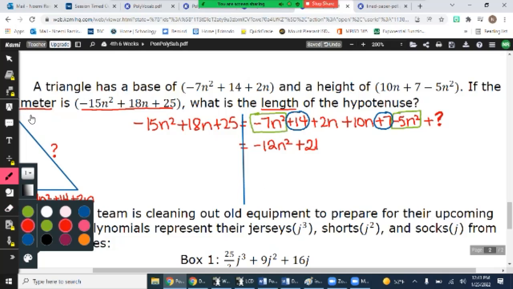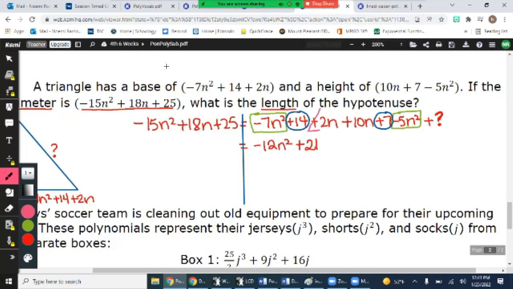All right, now what can I combine with 2n? 10n. And what is 2n plus 10n? 12n. And we have combined the two sides. We still don't know what that third side is. Is everybody with me? Okay. I'm going to bring the perimeter down, negative 15n squared. I'm doing this with you, and it's important that you know how to do this problem because you will see something similar on the STAR test.